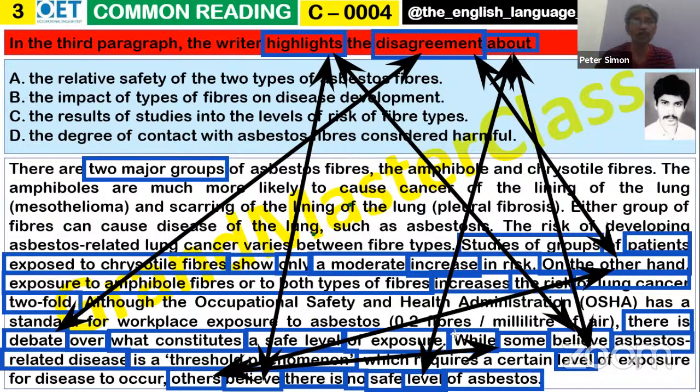Now here, they are talking about a safe level. Safety is related to risk. Now going back, I'm giving red lines. Safety is related to risk. Okay, threshold phenomenon. Threshold means safe. Okay, it is talking about the risk. And there is no safe level.